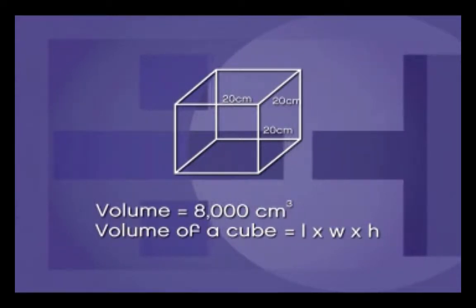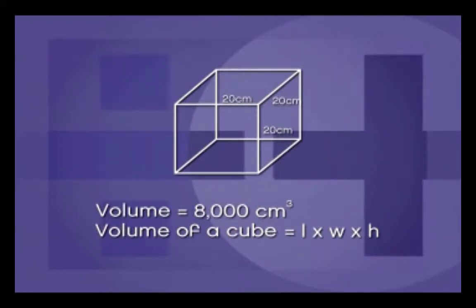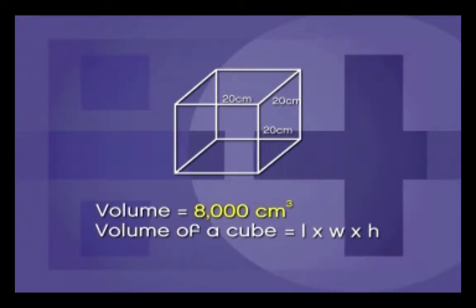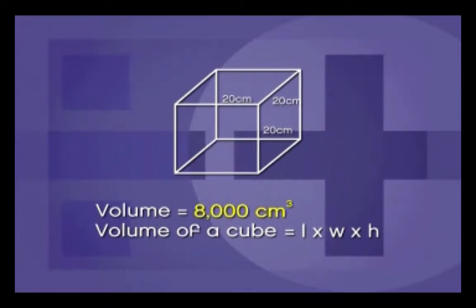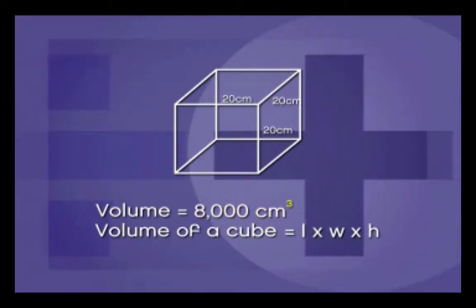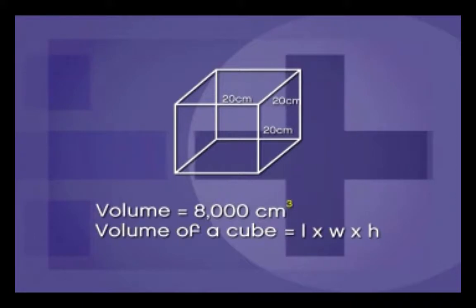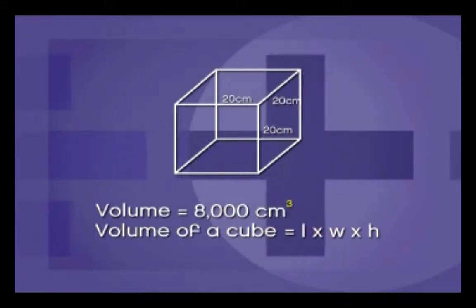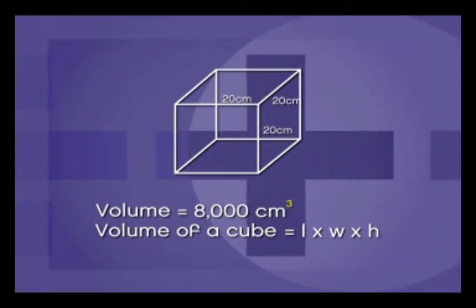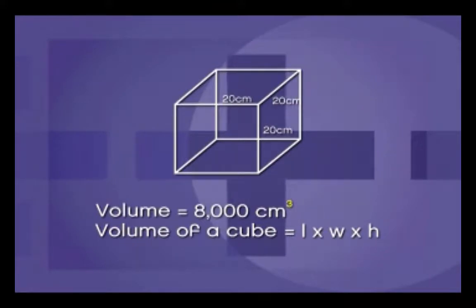Don't forget the cubic with your unit, which is centimeters. We write this volume as 8,000 centimeters cubed. The little 3 that is raised up is there because 3 separate measurements are involved in this calculation. 3 dimensions were measured and multiplied.